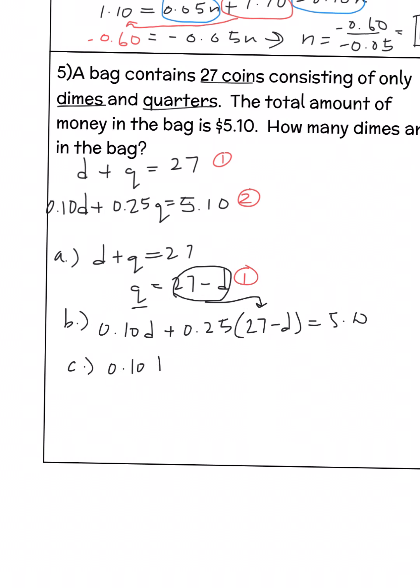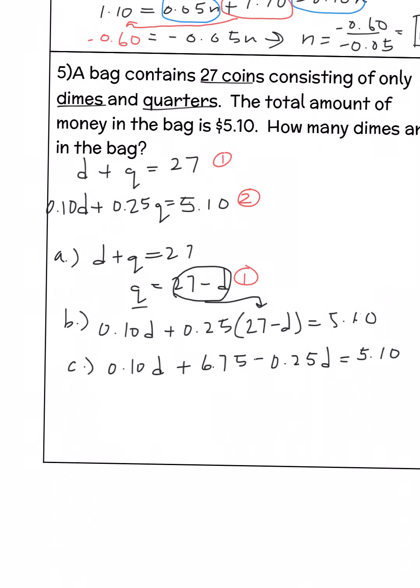So 0.10D plus 27 times 0.25. Let me check that real quick. Give me a moment. That's going to give me 6.75 minus 0.25D, and that equals 5.10. Sorry, I wrote that kind of weird above here. That's a 10 right there.